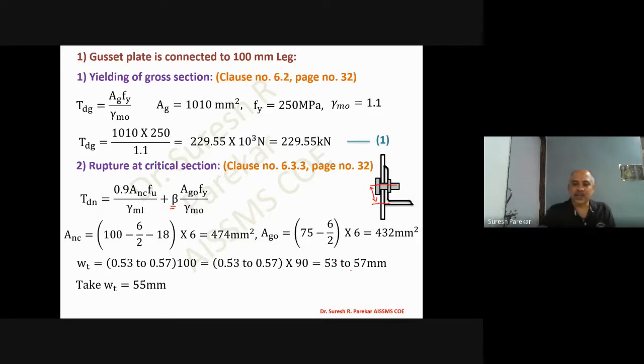Now as we have a bolted connection, bs we have to find out as w + w_t - t. w we know is the outstanding leg, and the outstanding leg we have is 75, plus w_t we have taken 55, minus 10. So bs we have 120 millimeters.